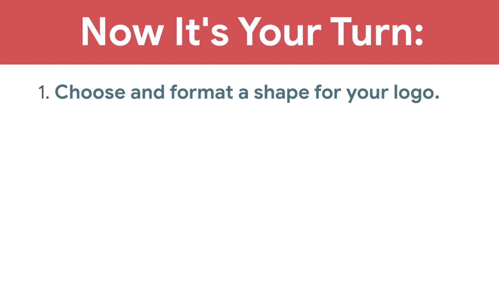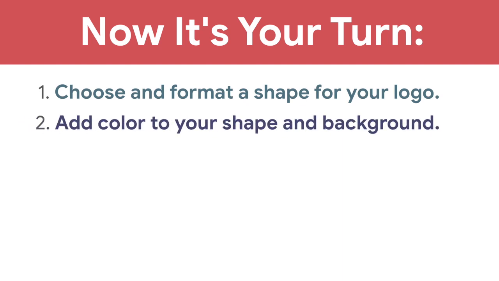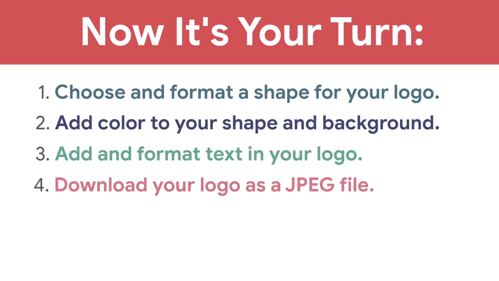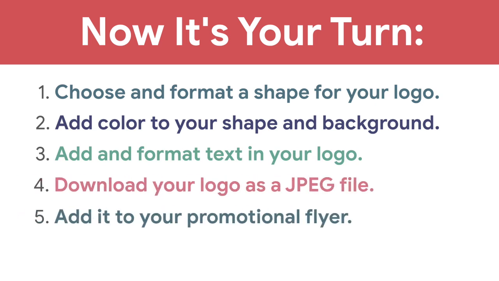Now it's your turn. Choose and format a shape for your logo. Add color to your shape and background, add and format text in your logo, download your logo as a JPEG file, and add it to your promotional flyer.